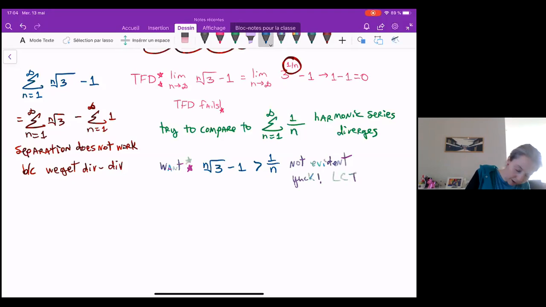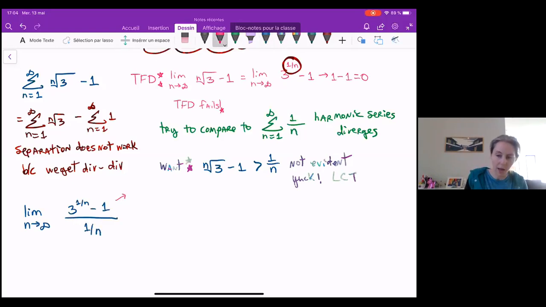So for the limit comparison test, it's actually really straightforward. So I'm going to have the limit as n goes to infinity of 3 to the 1 over n minus 1 divided by 1 over n. And when I plug in, I'm going to get 3 to the 0. So I'm going to get 1 minus 1 on top, 1 over infinity on the bottom. That's going to give me a 0 as well.